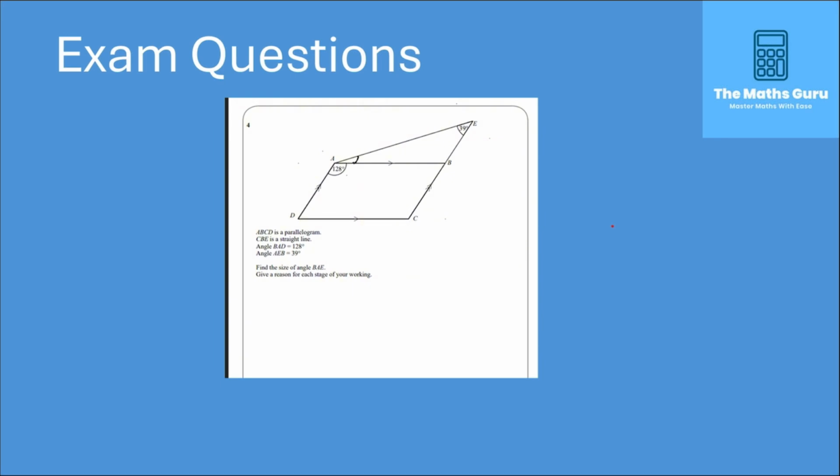So angle ABE is equal to, so the way we'll do this is we can spot that we have a Z, it's a minor Z, but we can still see a Z here, making this angle 128 degrees. So angle ABE is equal to 128 degrees because alternate angles are equal.